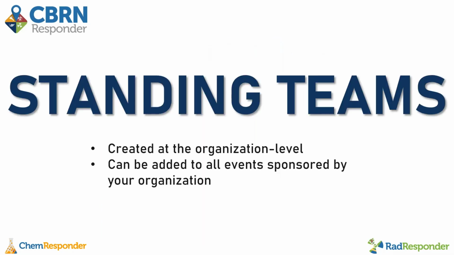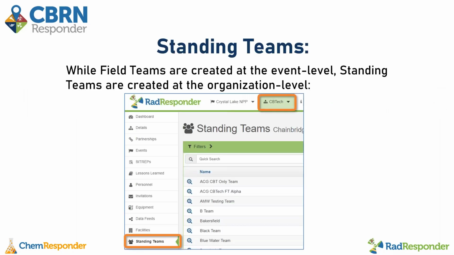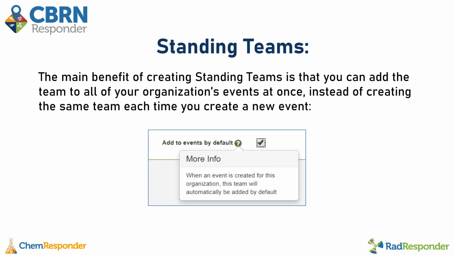Standing teams are teams that can be created at the organization level and then brought down to events. So to create standing teams, it's very similar to field teams, except this is done at the organization level. So navigate to your organization space and then click Standing Teams on the left-hand side. The main benefit of creating standing teams is that you can add the team to all of your organization's events at once, instead of creating the same team each time you create a new event.